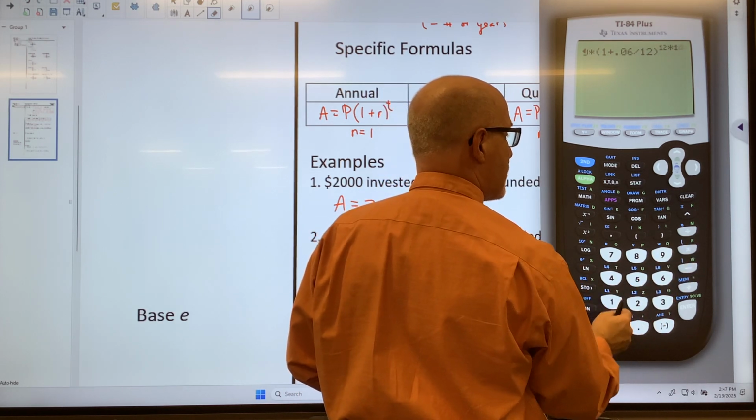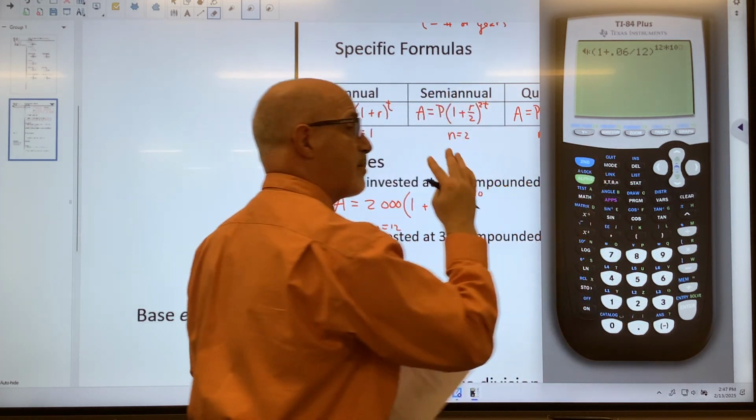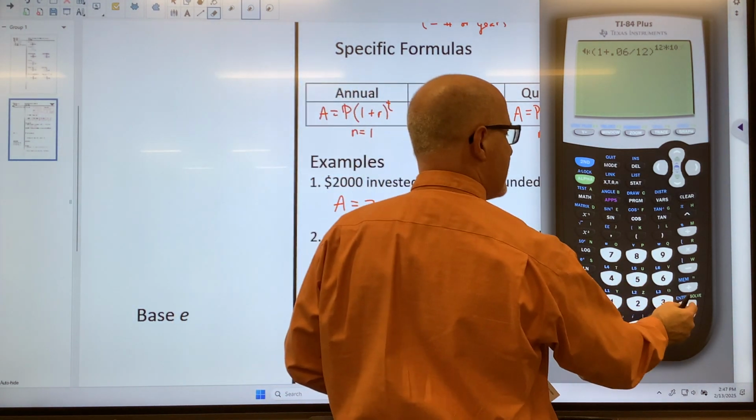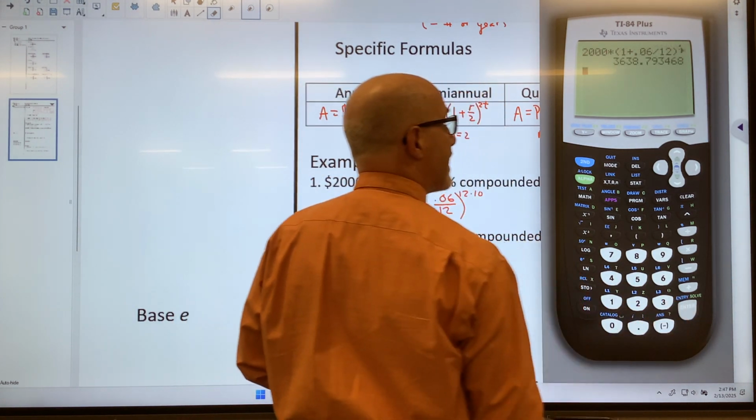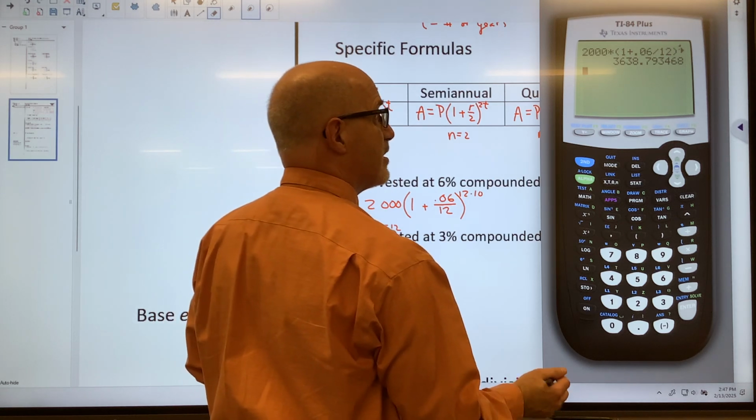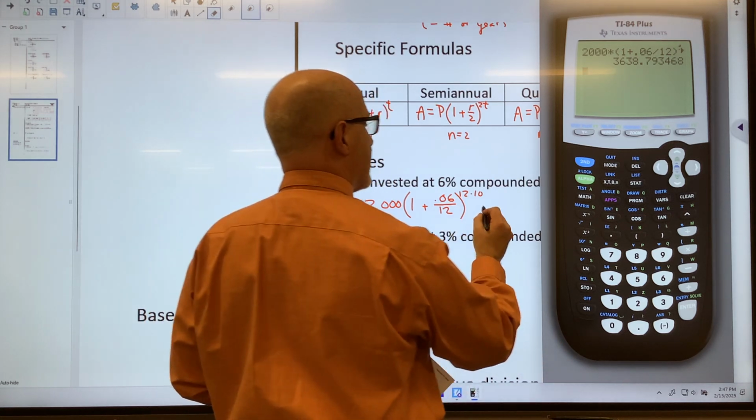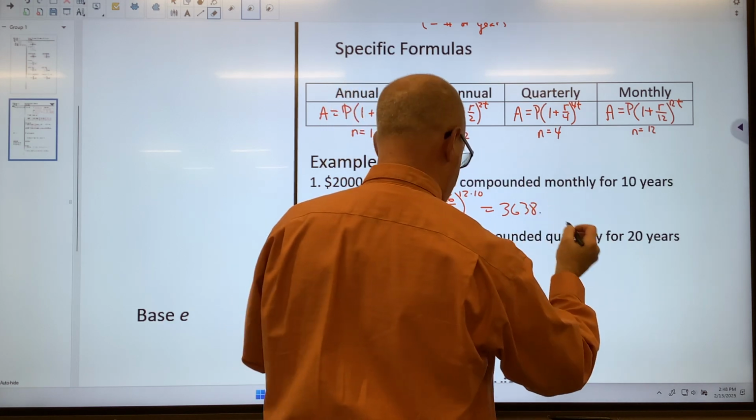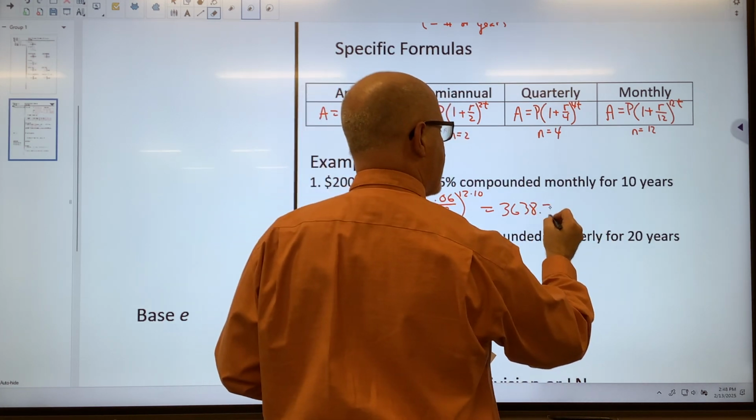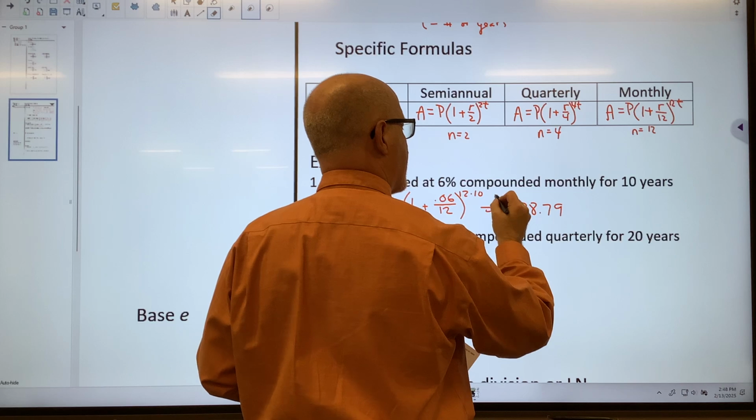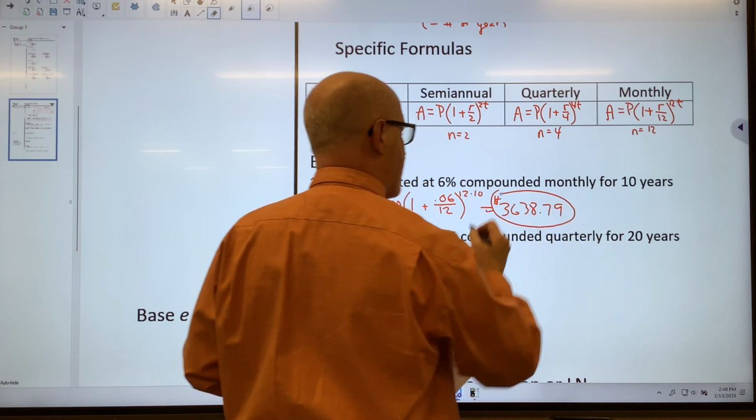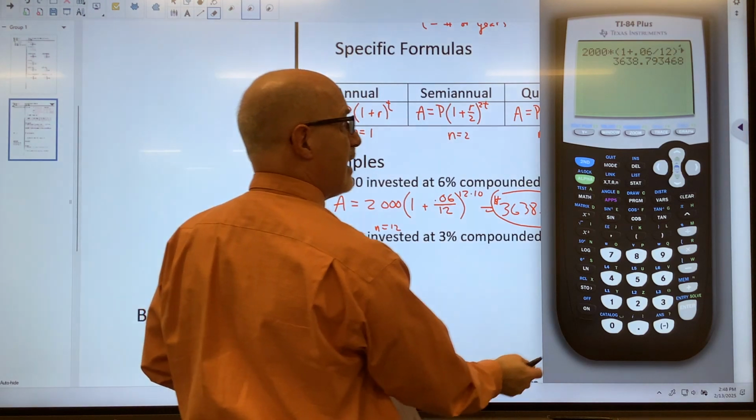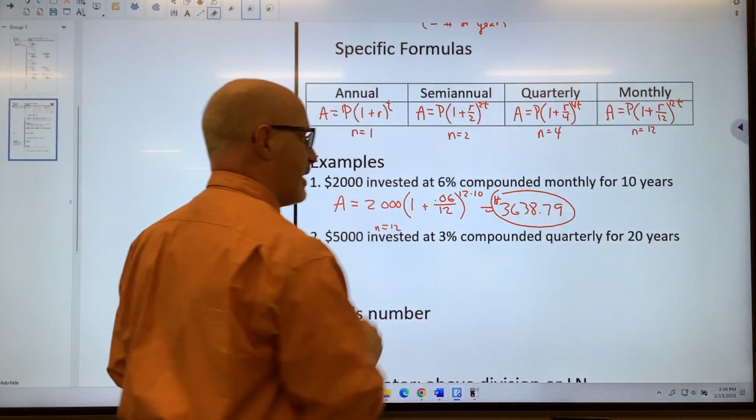And since this raises the whole thing, I don't have to put parentheses, but if yours doesn't raise it, you need to make sure you put parentheses on the exponent. And that gives me $3,638.79 for an answer. So there's what my amount turns out to be when I calculate this out.